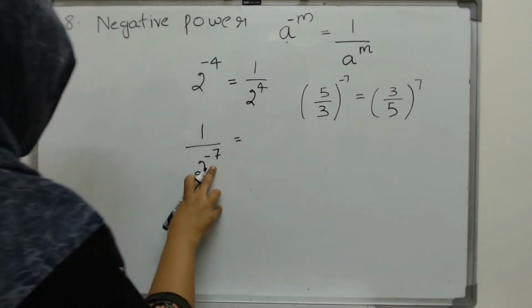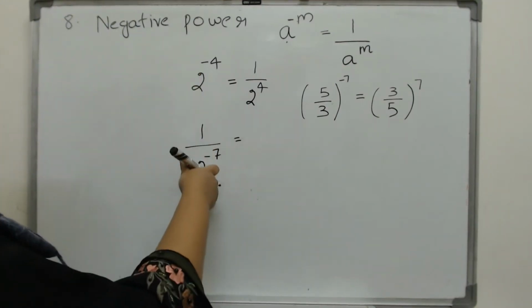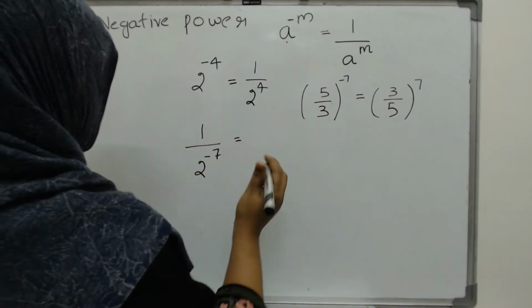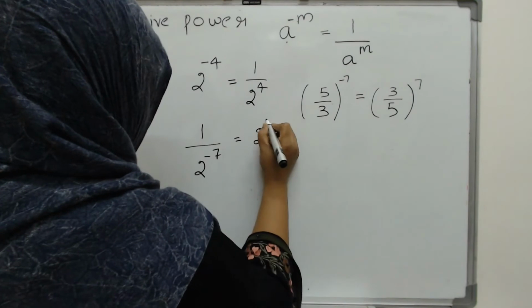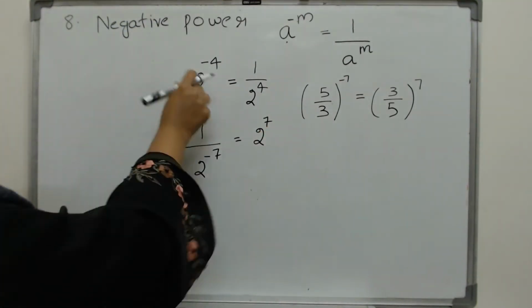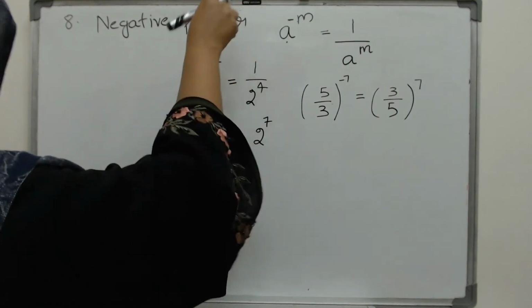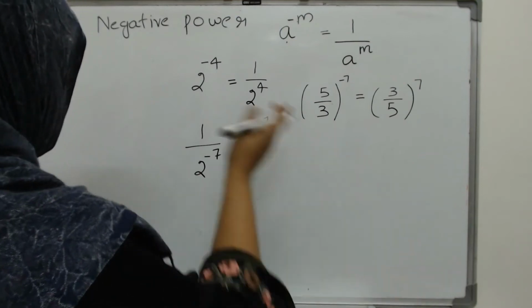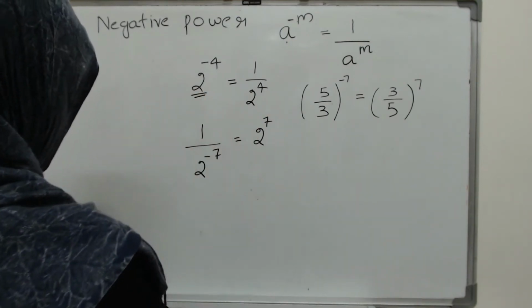Now, the negative sign here is in the denominator. How do we get rid of it? Find the reciprocal of 1 by 2. What is the reciprocal of 1 by 2? It is 2. 2 raised to 7. So wherever you see a base with a negative power, how do you make that negative power into positive? You just take the reciprocal of the base.